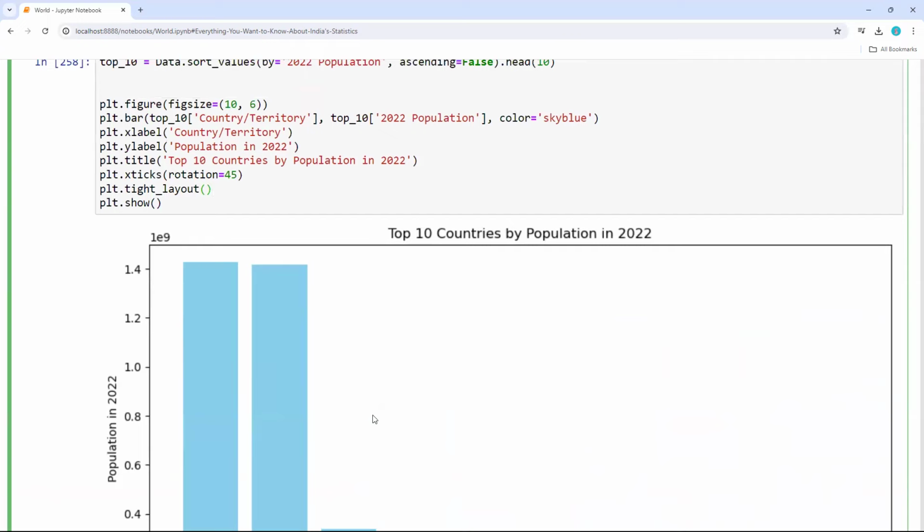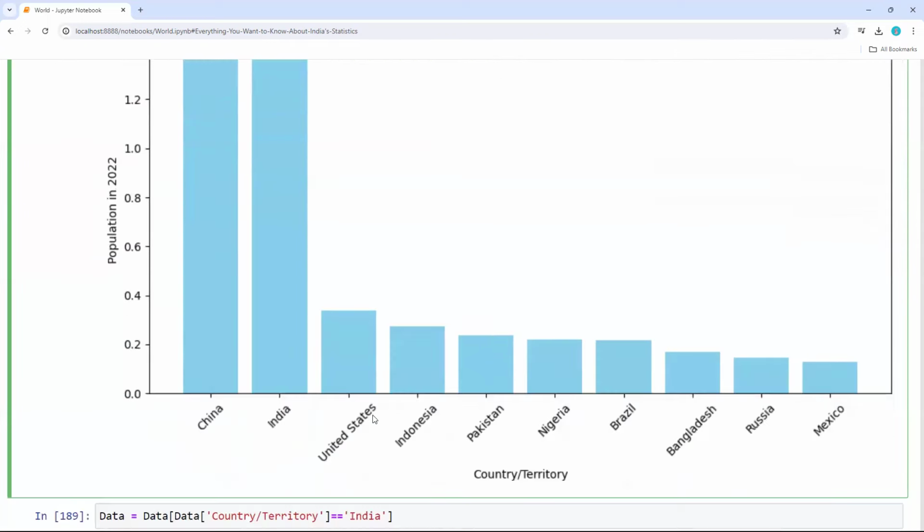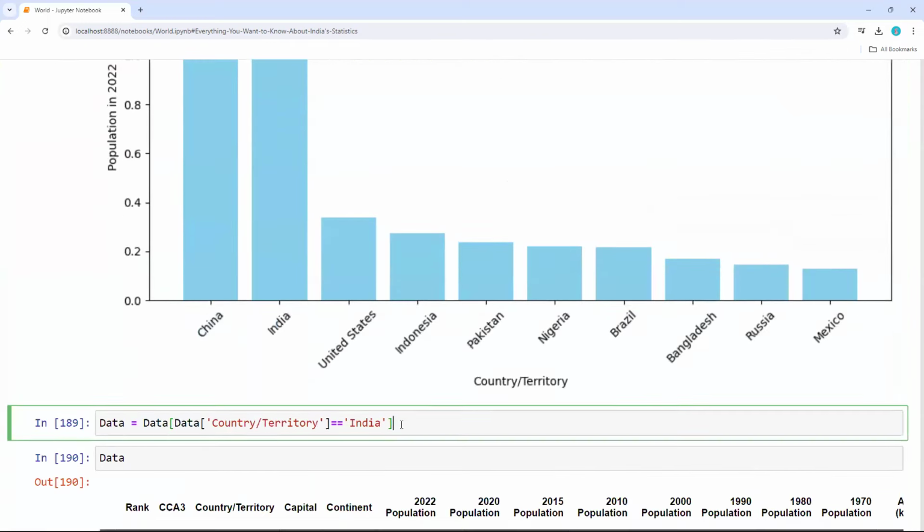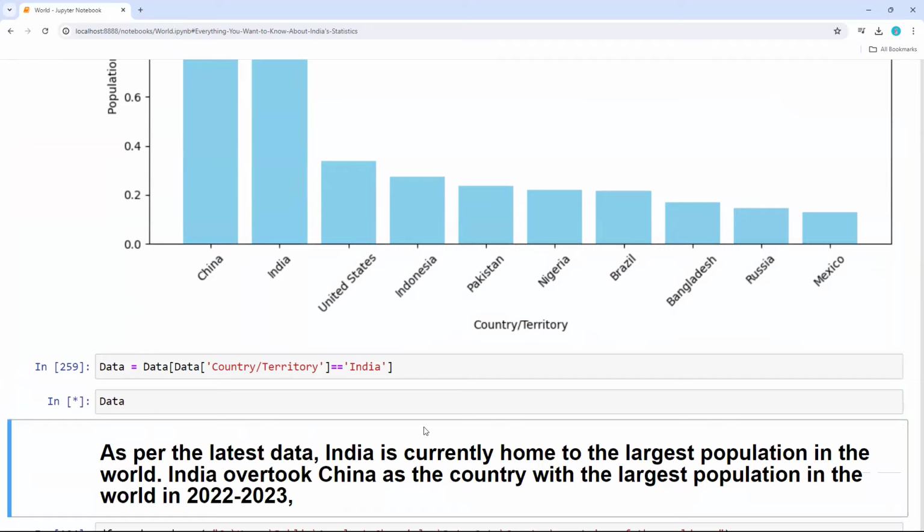So if I wanted to look at only India, I need to filter it out. This is how I filtered the data: in my country column, I'm giving country is equal to India. This will give me the data for India. So let me run this and let me see.